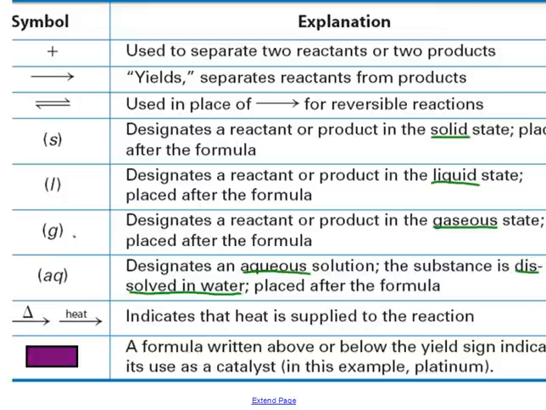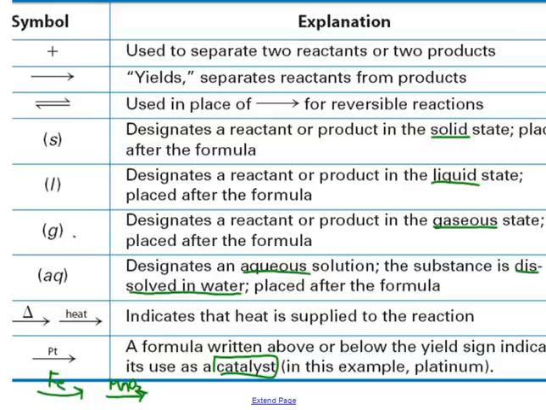If you see some sort of element symbol or chemical formula written above an arrow, what this implies is that this substance, in this case platinum, is used as a catalyst. So if the catalyst happened to be iron, then you would see an arrow with the Fe above it. If the catalyst was manganese dioxide, you would see MnO2 as the formula written above it. Okay, so those are appropriate ways to write catalysts in an equation.